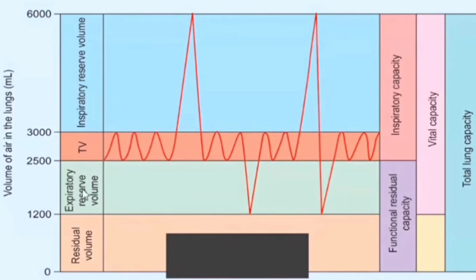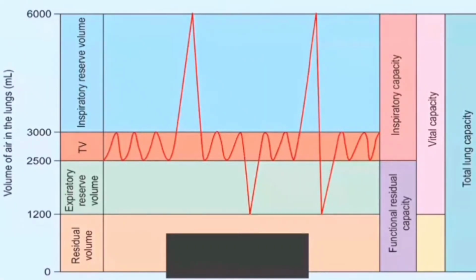All together is added and it constitutes about 6000 ml or 6 liters. Whereas inspiratory capacity is the addition of tidal volume and the inspiratory reserve volume. So if you see from 2500 to 6000, it's coming around 3500. It's a rough estimation. It's like coming 3300, 3100. It comes here and there. So approximately from 2500 to 6000 is the inspiratory capacity. Inspiratory capacity is nothing but the addition of the tidal volume and the inspiratory reserve volume.